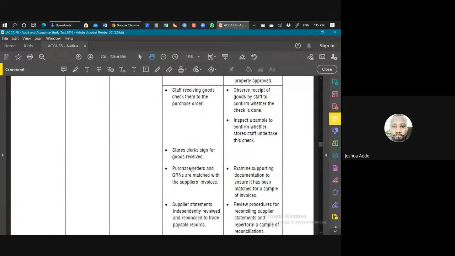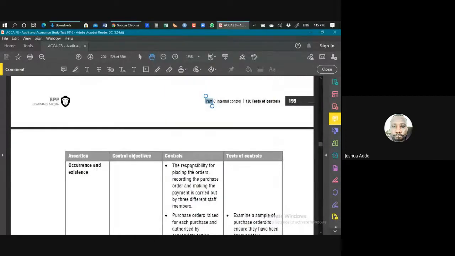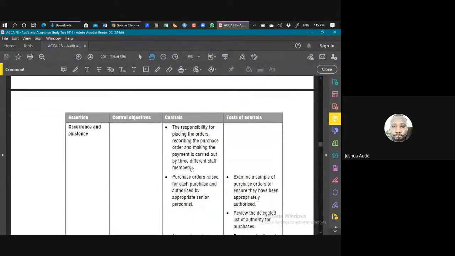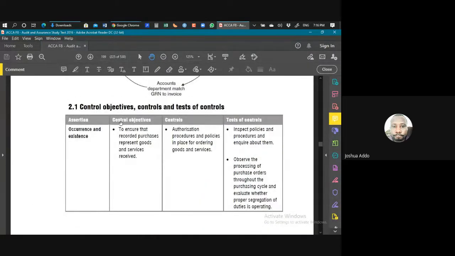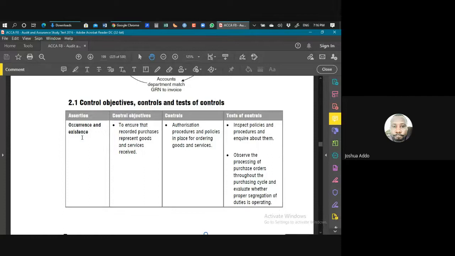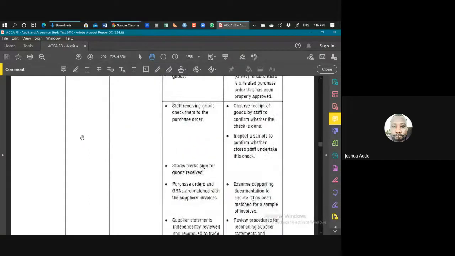All of these controls are to help in achieving this objective, ensuring that recorded purchases are correct purchases. They are not purchases in error. They are not fraudulent purchases. And it is against the assertion, occurrence, and existence. The last time I explained the assertion, so I don't need to repeat myself this time.